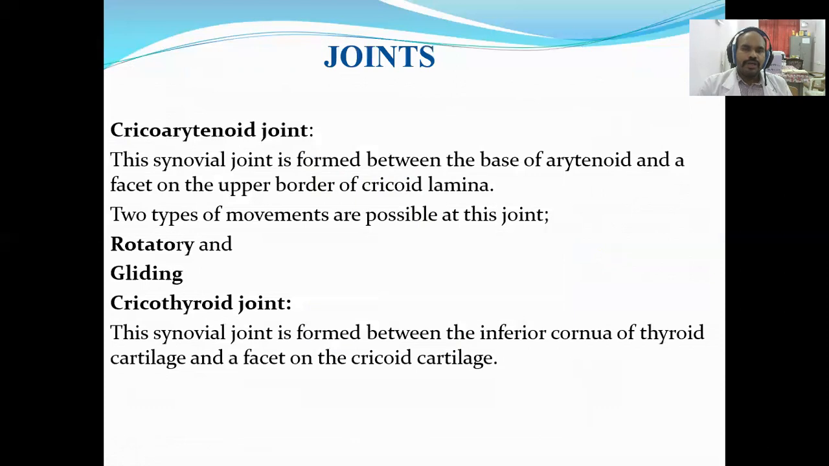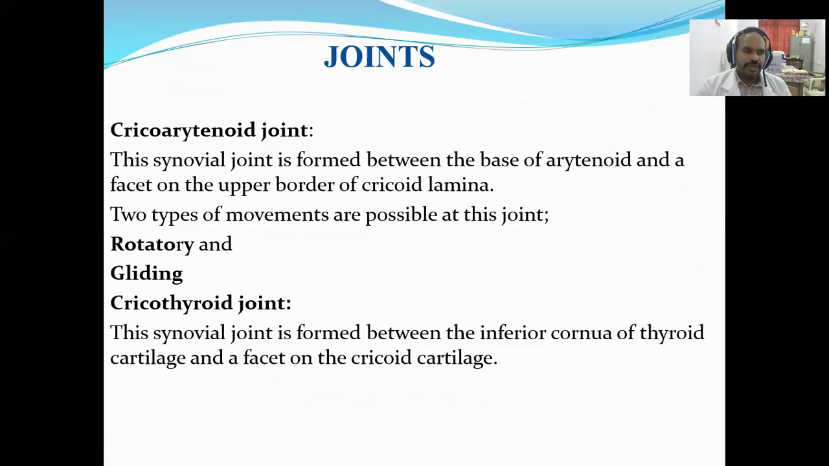Okay. Moving on to the joints. So far we have seen the cartilages: three paired cartilages and three unpaired cartilages. Now these cartilages form joints. So what are the joints? The first and foremost is the cricoarytenoid joint, the self-explanatory joint found between the cricoid cartilage and the arytenoid cartilage.